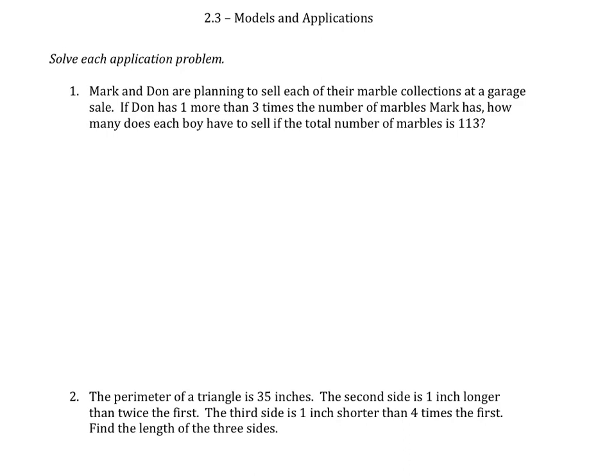So this is an example of a linear model that we can write. Don and Mark are the two people whose number of marbles we want to represent. Don has one more than 3 times the number Mark has. One more than means 1 plus, and 3 times the number Mark has, so 3 times m, where m is the number that Mark has. Since we're comparing to Mark, we said Mark has m marbles.